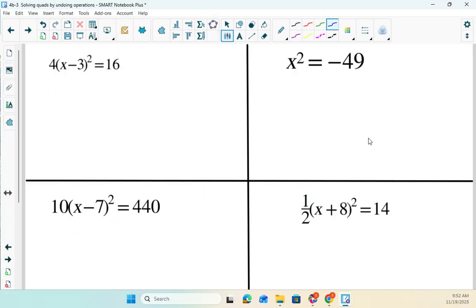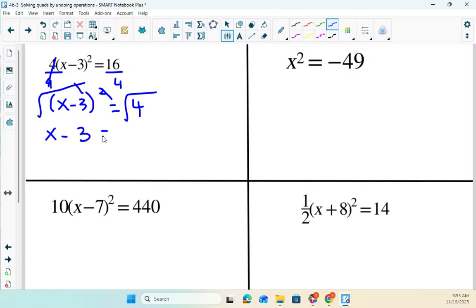Okay. Next example here, if you notice this squared part of the equation, there's a 4 attached to it. So the first thing we're going to do is divide both sides by 4 to get this squared quantity by itself. So when we divide both sides by 4, we're going to have x minus 3 squared is equal to 4. Now we're going to take the square root of both sides to undo the square. And now I'm going to have x minus 3 is equal to positive or negative 2. The square root of 4 is 2.